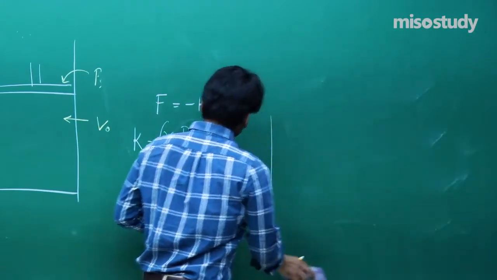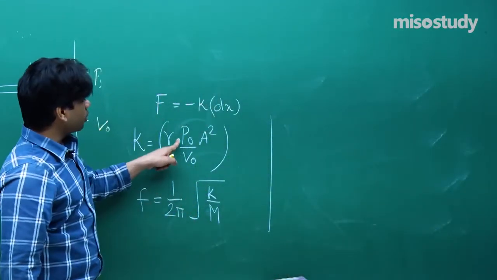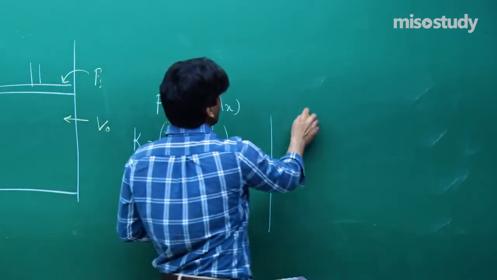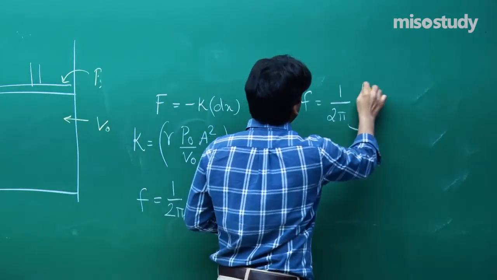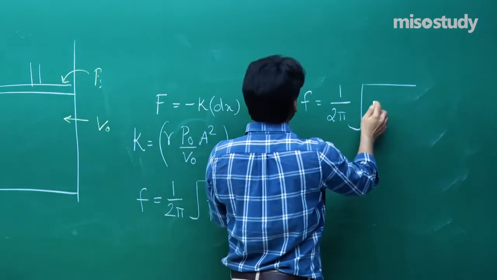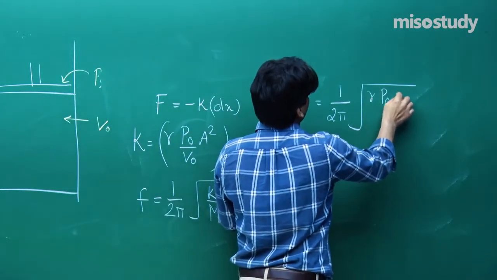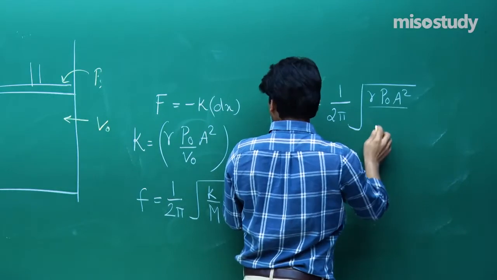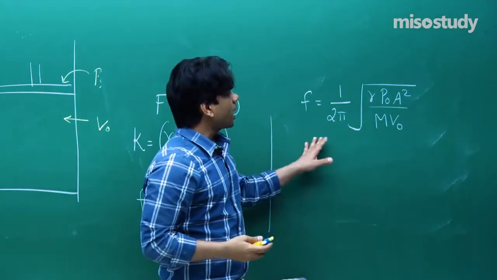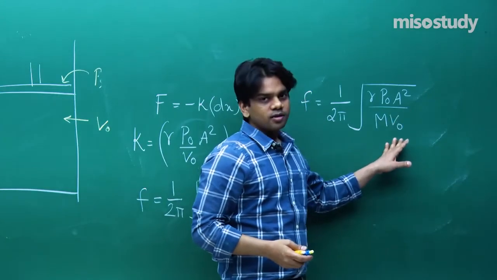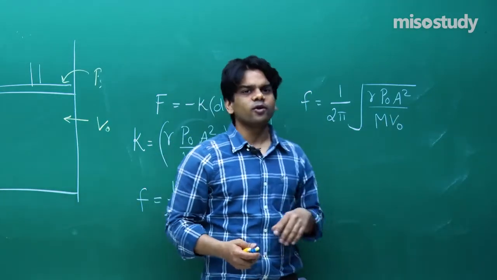The k that we have obtained, if we substitute it as gamma p naught a square by v naught, so f comes out to be 1 upon 2 pi under root gamma p naught a square by v naught. So m v naught, let me substitute in this way: 1 upon 2 pi under root gamma p naught a square upon m v naught, this is the thing that we are obtaining. Let's check with the given options.